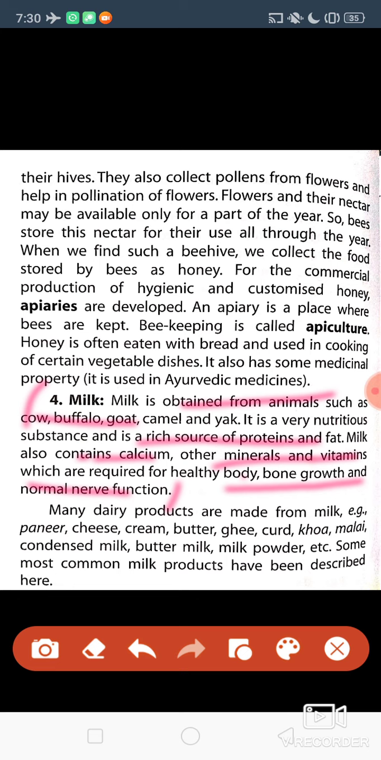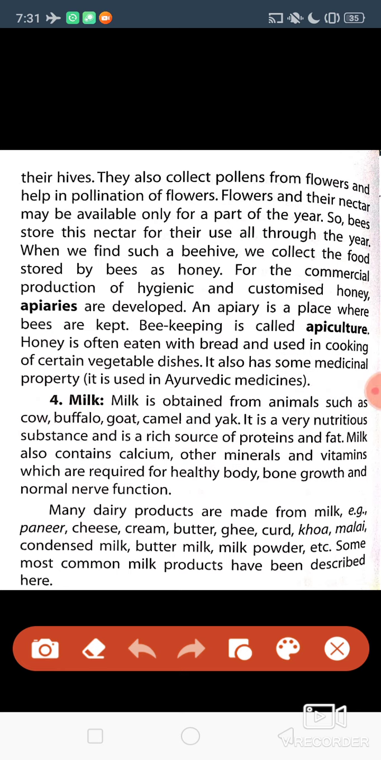So this much you know. All of you consume milk, isn't it? In milk we get calcium, protein, fat, and it helps in growth of the human body. It makes the bones stronger. That's why small children are given milk. Why? Because bones are made up of calcium, and in milk we get calcium. Got it?